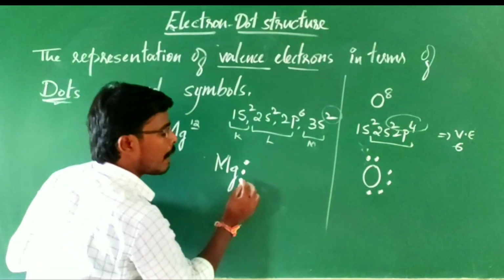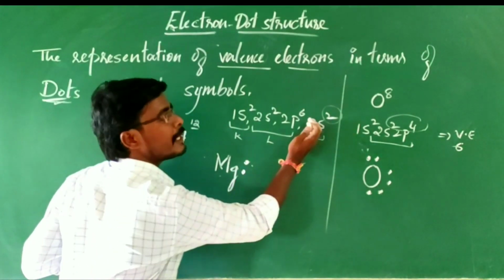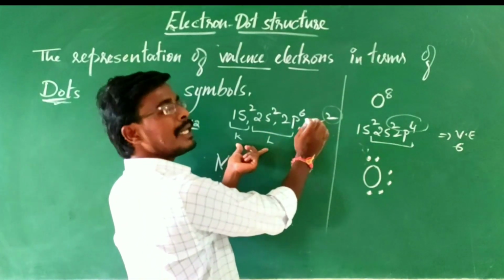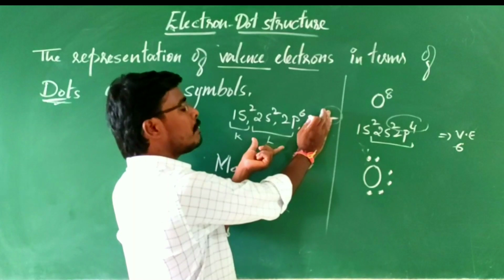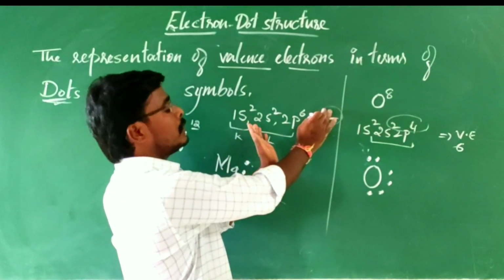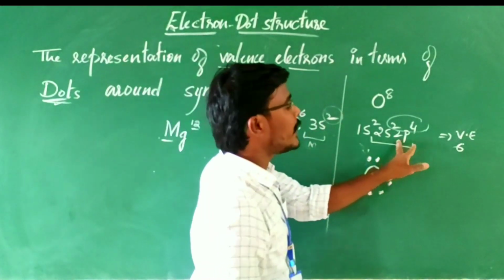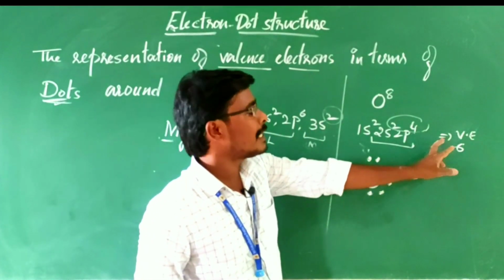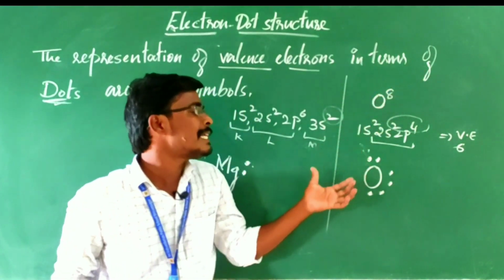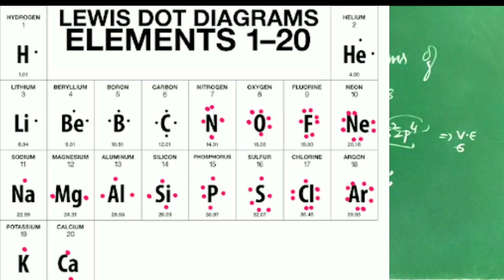So after this, what happens? If magnesium donates 2 electrons, the outermost shell will be L, and it will have 6 plus 2, 8 electrons. In the sense, it will go to a stable state. Here in oxygen, 4 plus 2, 6 electrons are there. It takes 2 electrons to go to a stable structure. So like this, we denote the valence electrons present in the outermost shell as dots. This is nothing but the electron dot structure.